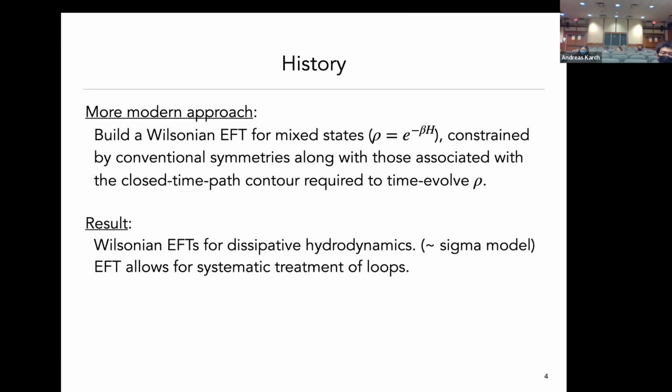Because you time evolve a density matrix, you have a more complicated time contour. You have what's called a closed time path contour. Associated with this, you have the doubling of degrees of freedom, complicated Lagrangians, but also additional symmetries beyond the usual ones. And at the end of the day, you can build, using those symmetries, very tightly constrained effective field theories for dissipative hydrodynamics. And at some very basic level, these theories are kind of like sigma models.